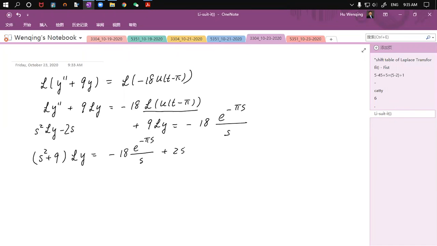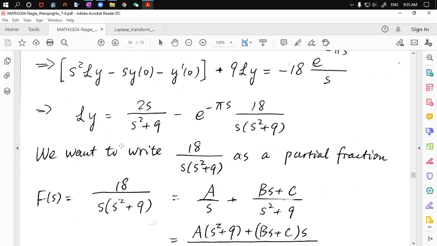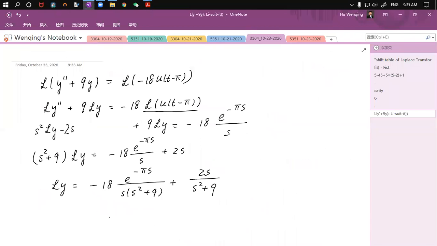Is that good, family? Okay, so if you divide, then you're going to say that the Laplace transform of y is minus 18 e to the power minus pi s divided by s multiplied by s squared plus 9, plus 2 times s over s squared plus 9. So you have such a nice result. Okay, so that's the Laplace transform of y.